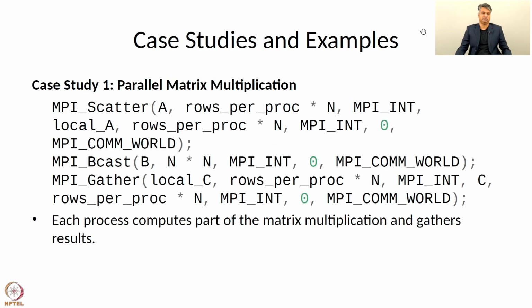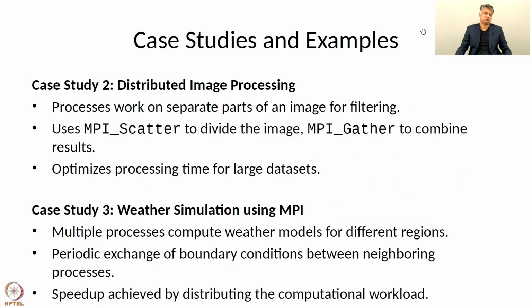Here are a few case studies. We had talked about the parallel matrix multiplication, where we used a combination of MPI scatter, MPI broadcast, and then MPI gather. Each process computes each part of the matrix multiplication and then gathers these results. We had also talked about distributed image processing, where the processes work on separate parts of an image for whatever filtering, edge detection, blurring, and so on. We again used MPI scatter to divide the image and then MPI gather at the end to combine the results. This is optimal for processing time for large images and large data sets.